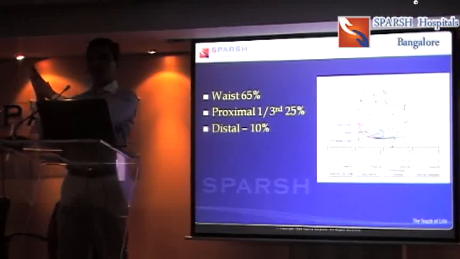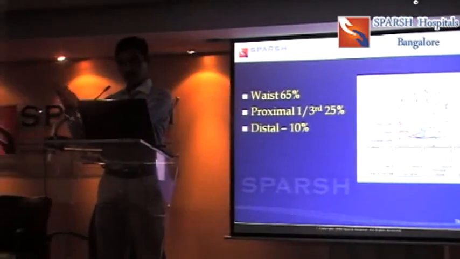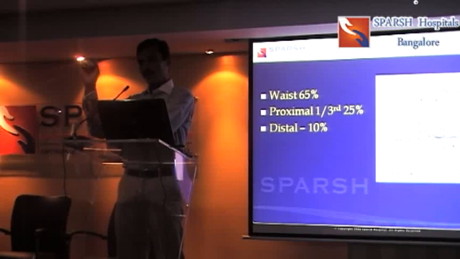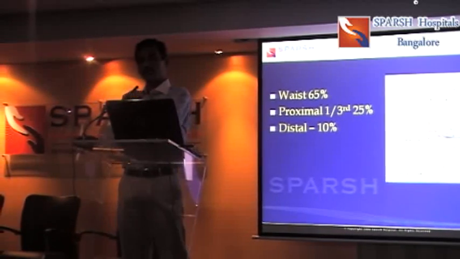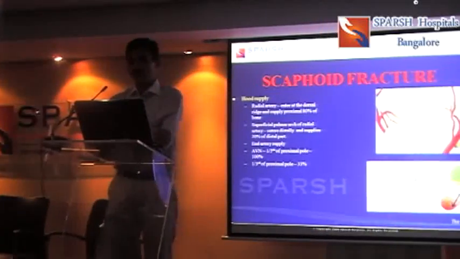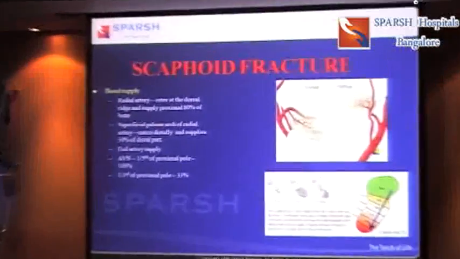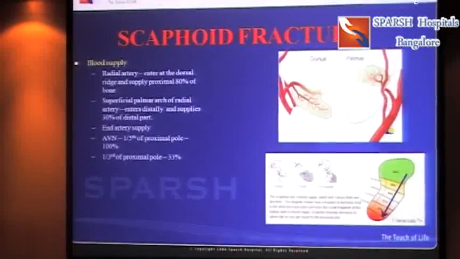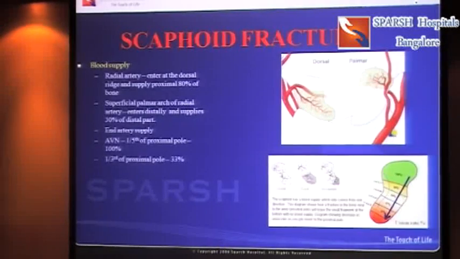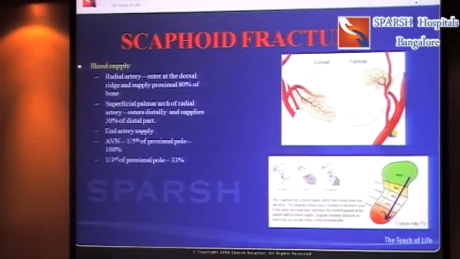The one from the volar side comes from the superficial palmar branch, the superficial palmar arch, and it goes towards the volar side and supplies the distal 30%. And these are all end arteries. It's intraosseous, so the risk of AVN is much higher, more proximal. If you have a fracture in the proximal 1/5, you're almost guaranteed AVN, about 90 to 100%. If it is the proximal 1/3, it's about 33%. The waist is less, and if you go to the distal pole, virtually unknown.